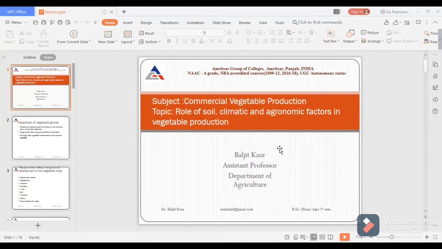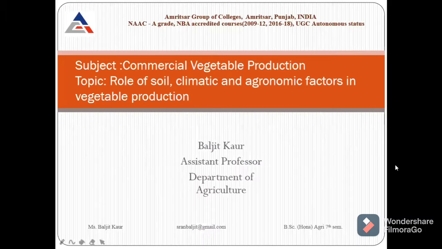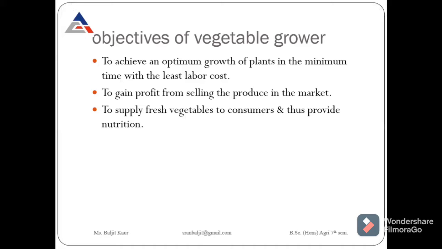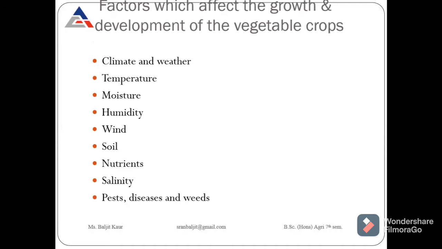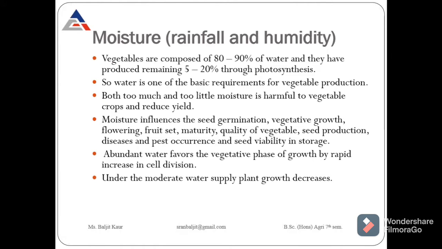Okay, so we were discussing the role of soil, climate, and environment factors in vegetable production. In the last lecture, we discussed the role of temperature on the germination of seeds and on the growth of the vegetable crops. There are some other factors also which affect seed germination as well as the development of the vegetable crops. So the next factor is moisture, in the form of rainfall or in the form of humidity.